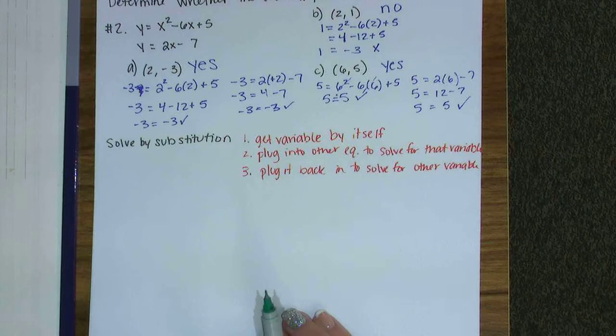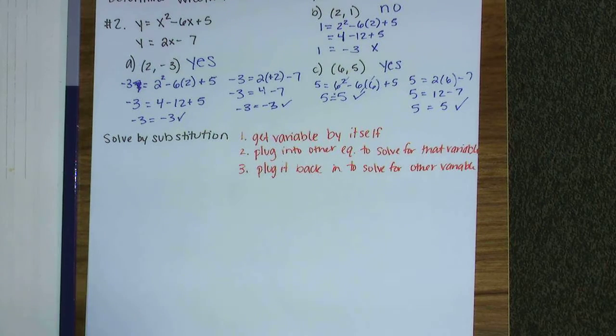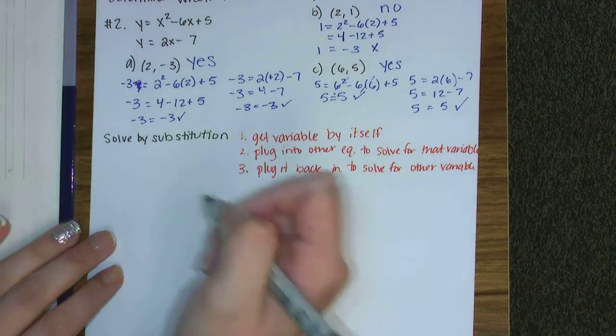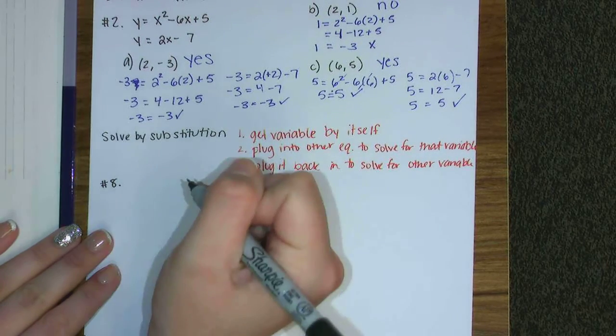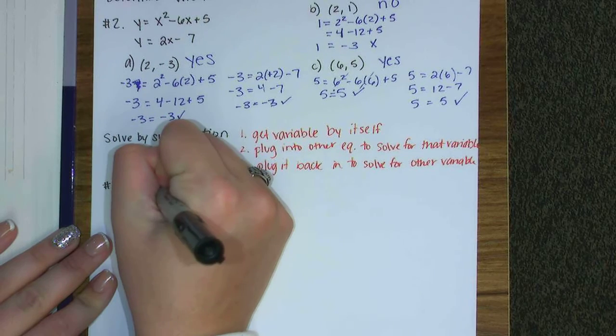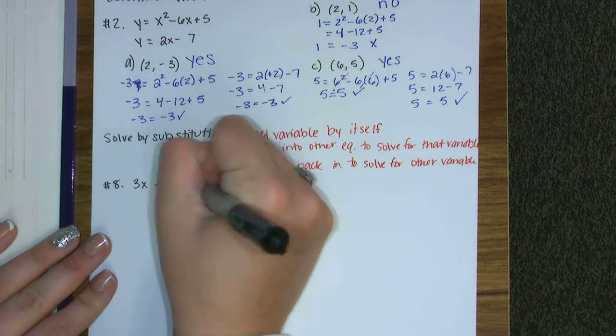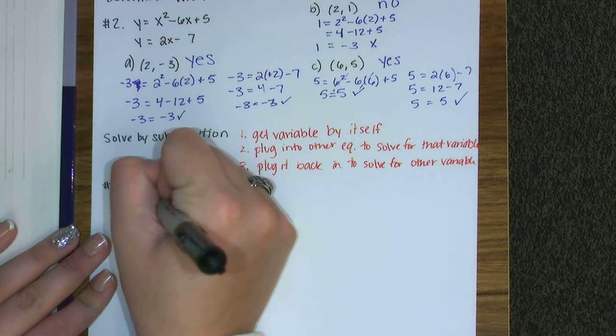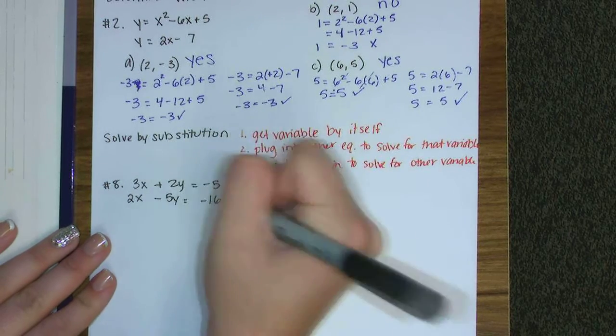Okay, so now we got through the little logistical things that I had forgotten. Let's take a look at some substitution. And your answers won't always be pretty. Sometimes they're going to be a fraction or something like that. Now let's go with 8, because this way we get a little bit of everything included in this one. 3x plus 2y is equal to negative 5, and 2x minus 5y is equal to negative 16.